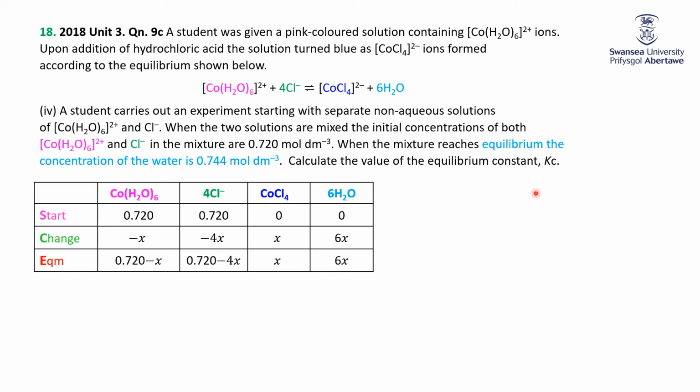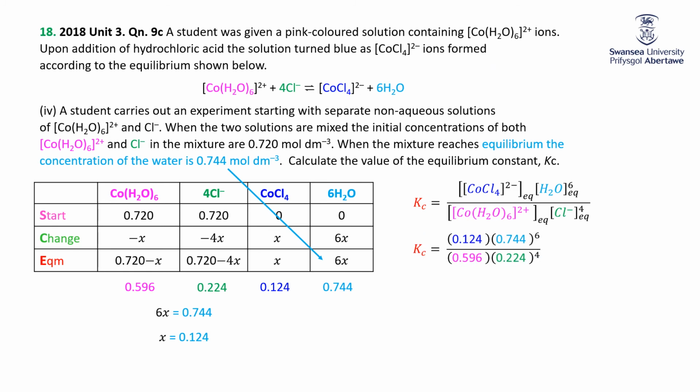Now, again, we're asked for Kc, which means somehow we must know X. How are we told X? Well, when the mixture reaches equilibrium, the concentration of the water is 0.744. Thus, 6X is 0.744, so X is 0.124. So every time we see X, we'll put in 0.124. So this becomes 0.596. This one becomes 0.224. This is, of course, 0.124. And this is 0.744.